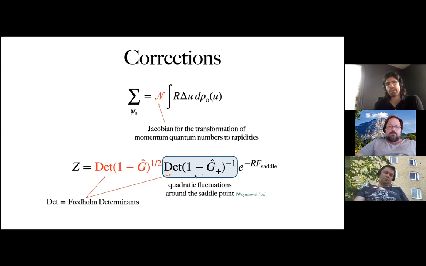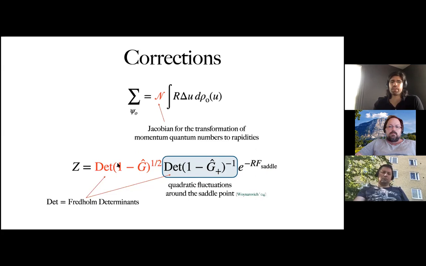And on top of that, there are also the quadratic fluctuations around the saddle point, which, as good quadratic fluctuations, come in the form of a determinant. It can also be written as a Fredholm determinant of another operator. And this was derived by Woynarovich in 2004.